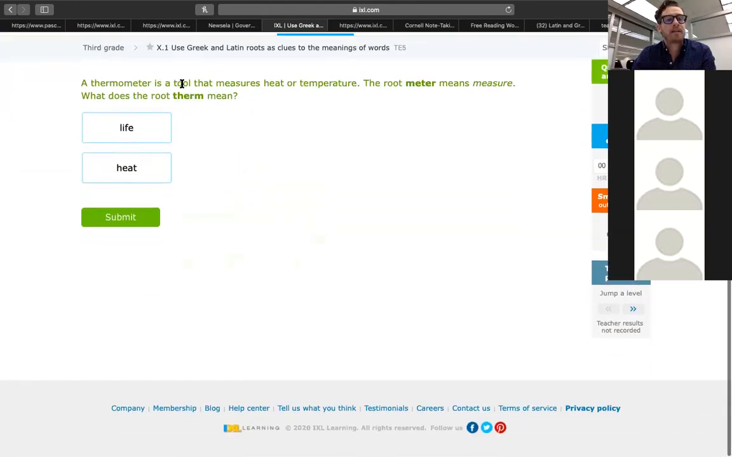A thermometer is a tool that measures heat or temperature. The root meter means measure. What does the root therm mean? So meter means measure. Thermometer is a tool that measures heat and temperature. What does therm mean? What do you guys think? It's heat. Very good.